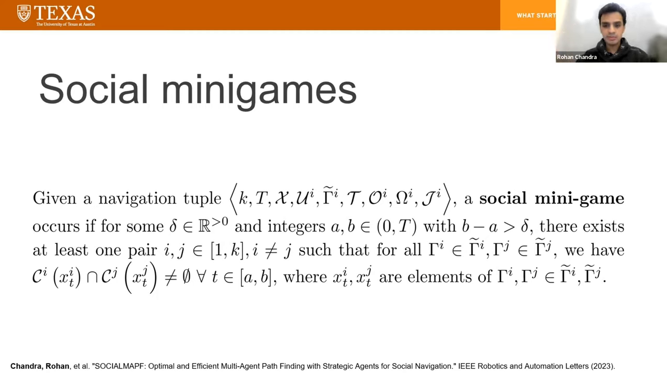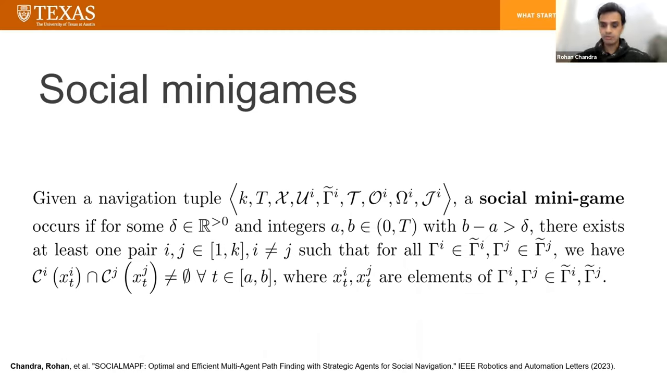And this is a lot of math, but I'm going to say it in English. Given the navigation tuple that we described in the previous slide, a social mini game occurs if for some time gap defined by a comma b, so a comma b are time steps, which is inside the finite horizon, there exists at least one pair of robots, i comma j, for which all the preferred trajectories of i and all the preferred trajectories of j are going to be in conflict. That is all this definition is saying.